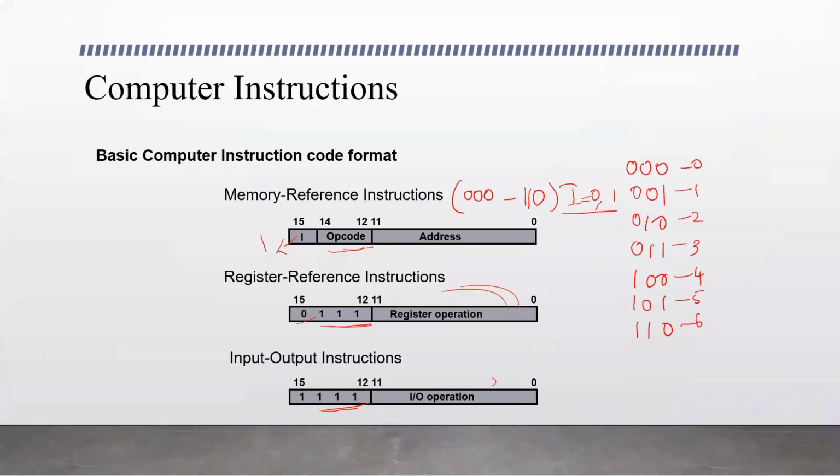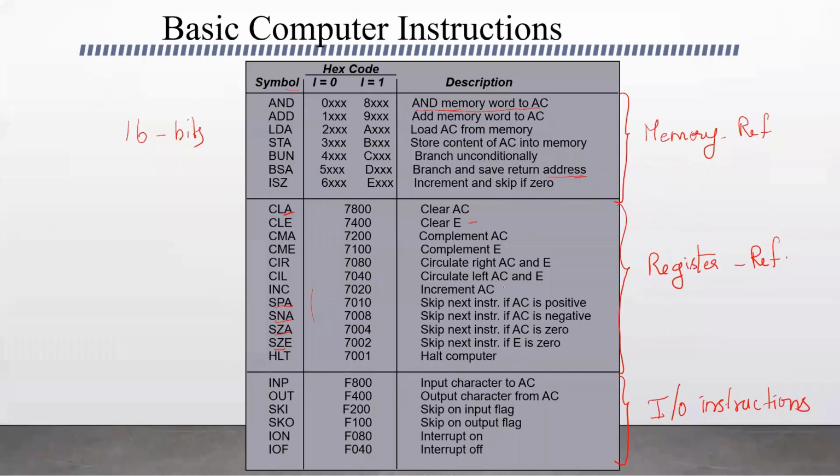There are 16 bits, 0 to 15, and here register reference 0 to 15. So all the types have 16 bits. And these are memory reference instructions, the first category. If you see this here, the total instruction is reduced to a 4-bit hexadecimal code. All the 16 bits are reduced to a 4-digit hexadecimal code, 0xxx. This represents one instruction.